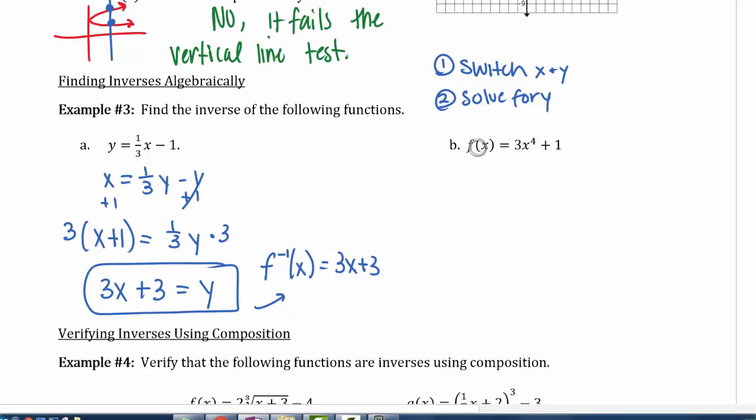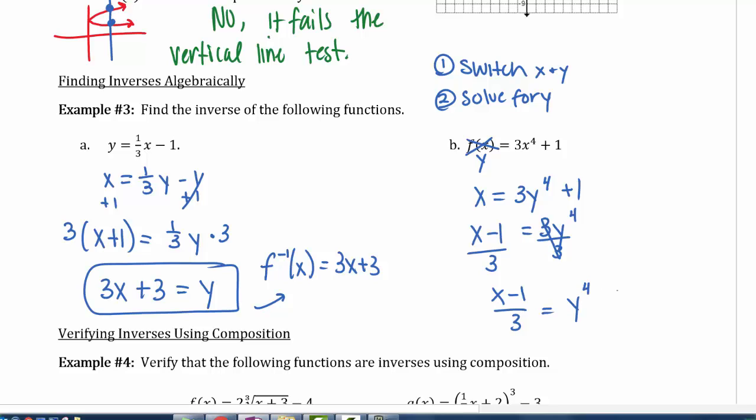Okay, so part B, it says f of x equals 3x to the 4th plus 1. Okay, so I know that f of x is really the same as y because it's the mathematical notation that we use. So I'm going to switch those. So I'd have x equals 3y to the 4th plus 1. And then I'm going to solve for y. So I have to subtract 1. So x minus 1 equals 3y to the 4th. And divide both sides by 3. So x minus 1 over 3 equals y to the 4th.